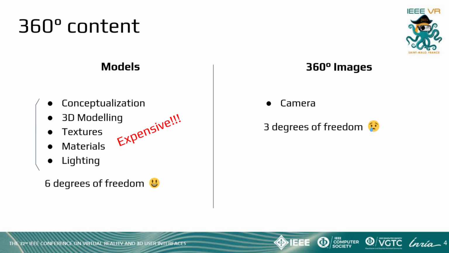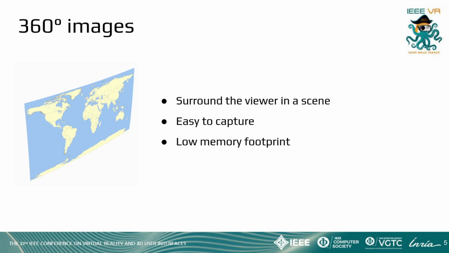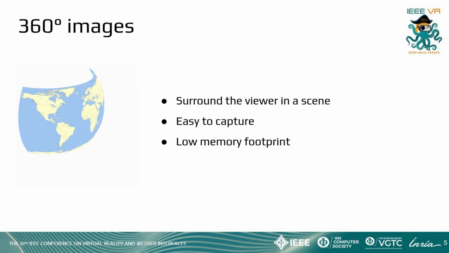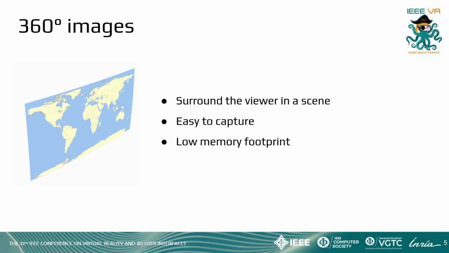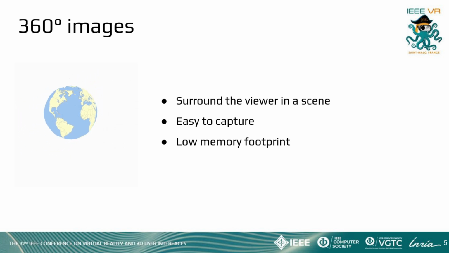On the other side, 360 images require just a camera to capture the scene. However, they can only be looked at with 3 degrees of freedom, hindering total immersion. Therefore, our goal is to make 360 images fully immersive. 360 images surround the viewer in a scene, are easy to capture with current devices such as smartphones or 360 cameras, and have a low memory footprint as they are stored in the same format as conventional images.